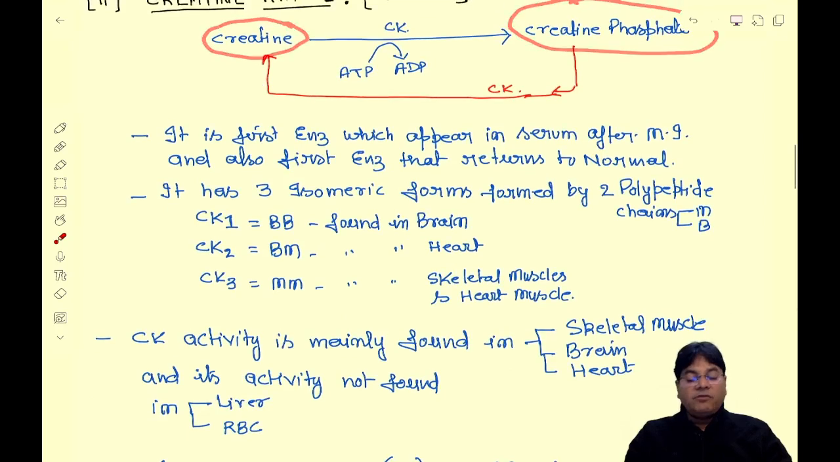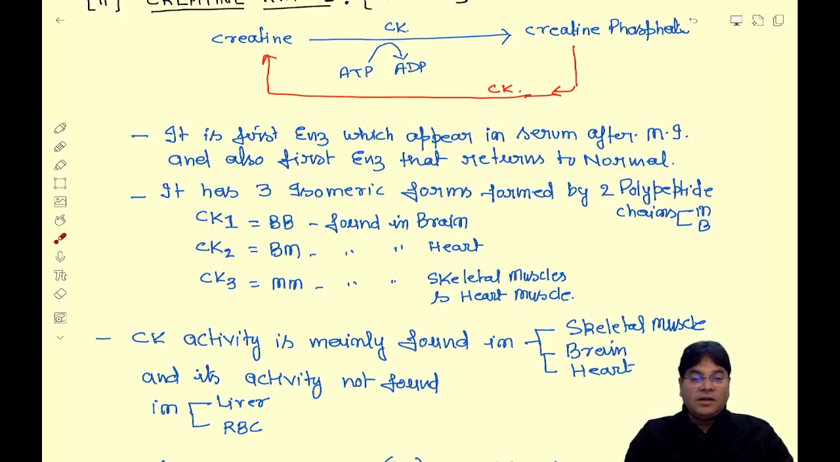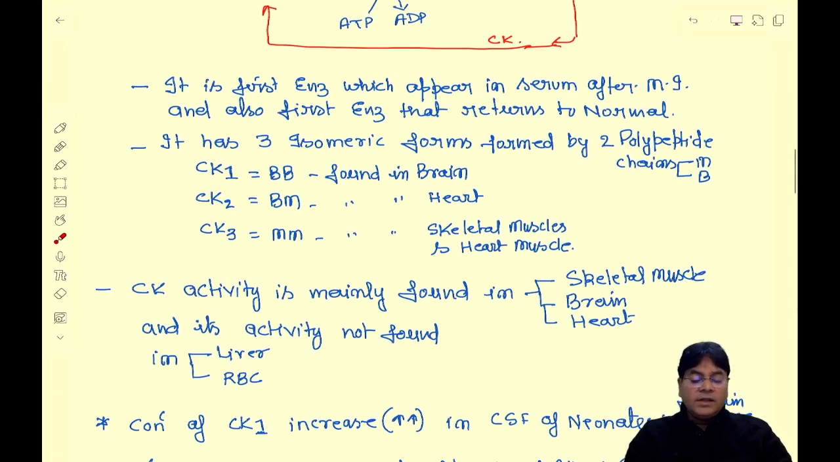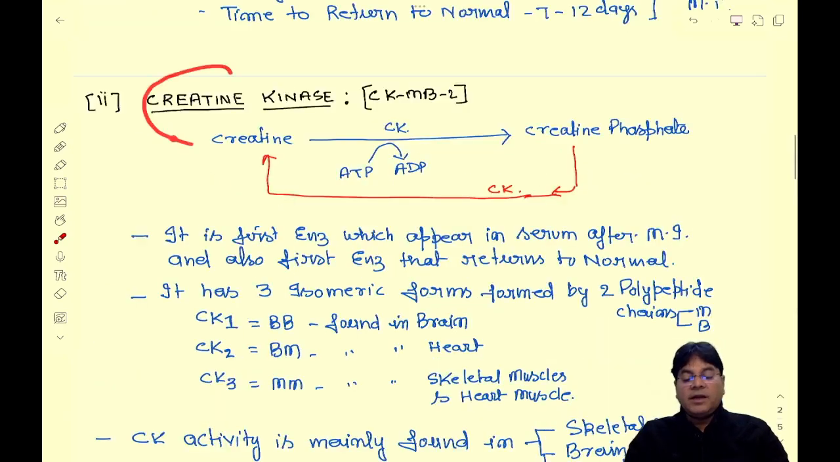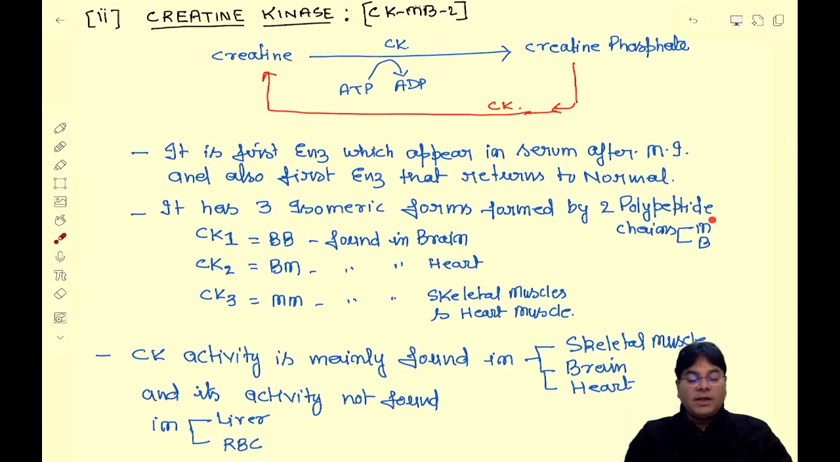Now, this enzyme is the first enzyme to be found in the serum after myocardial infarction, and it is also the first enzyme that returns to its normal level after the heart attack. Now, there are three isoenzyme forms formed by the two polypeptide chains, that is M and B. In the structure of this creatine kinase, there are two protein chains, protein chain M and protein chain B. The protein chain M is mainly found in the muscles, while protein chain B is found in the brain.